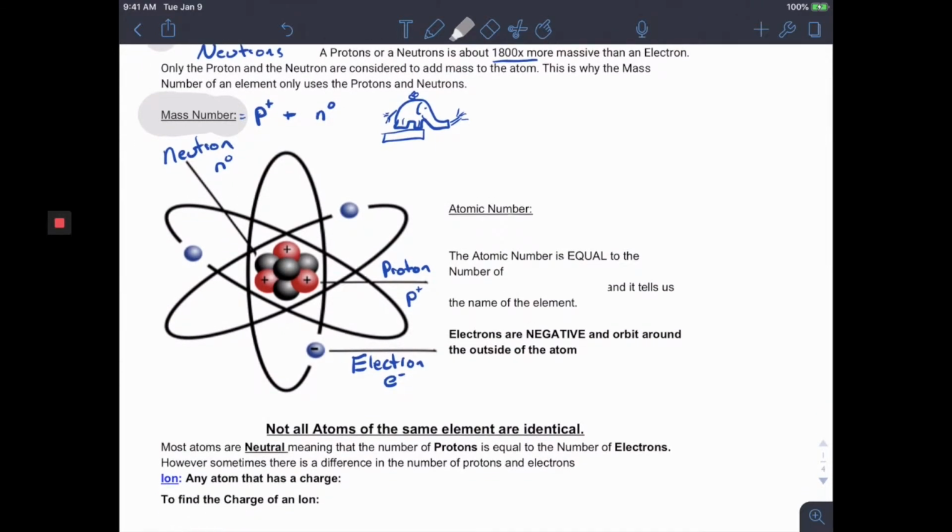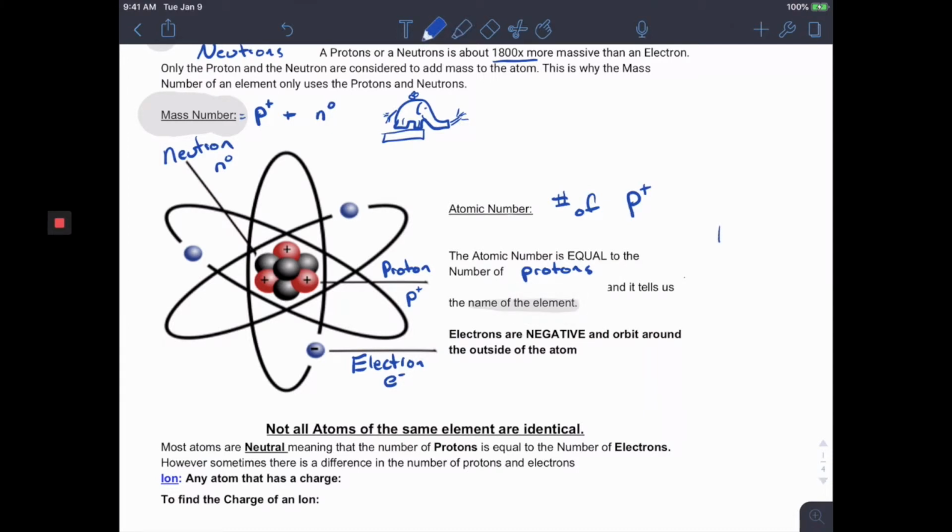Okay. Now there's another number that's important. This one's called the atomic number. It is simply just the number of protons. Okay, so just the number of the positive protons. So the atomic number is equal to the number of, and we can write that in here, the protons. And it tells us the name of the element. So this is an important thing to note.